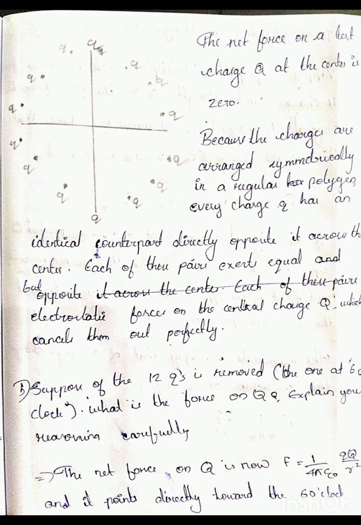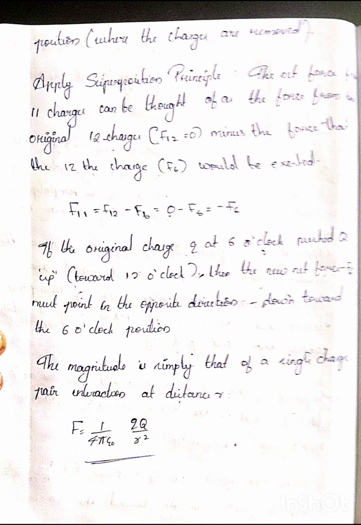Second part: suppose one of the 12 Q's is removed, the one at 6 o'clock. What is the force on q? Explain your reason. The net force on q is now F is equal to 1 by 4 pi epsilon 0 q into Q divided by r square, and it points directly towards the 6 o'clock position where the charge was removed. Apply the superposition principle to find the net force. The net force from 11 charges can be thought of as the force from the original 12 charges minus the force that the charge at 6 o'clock would exert. F12 is equal to 0, so F11 is equal to F12 minus F6, which is equal to 0 minus F6, which is equal to minus F6.